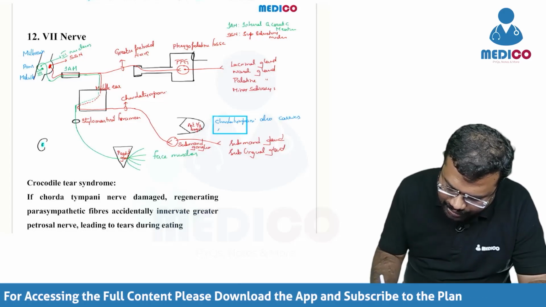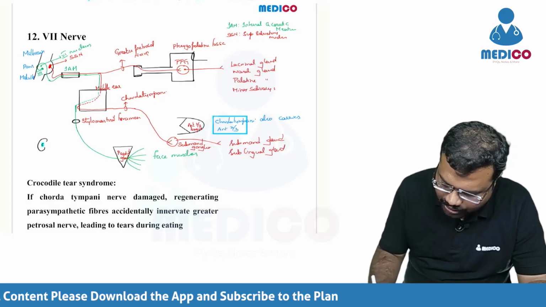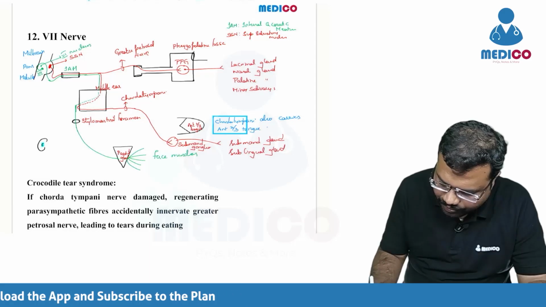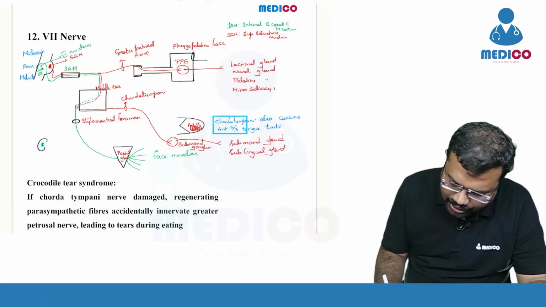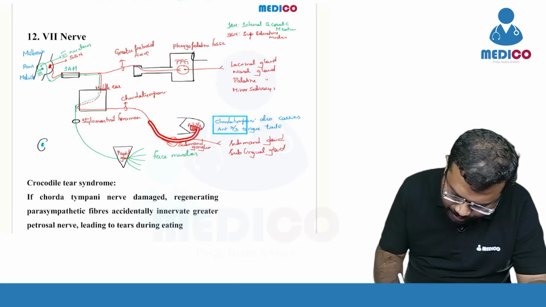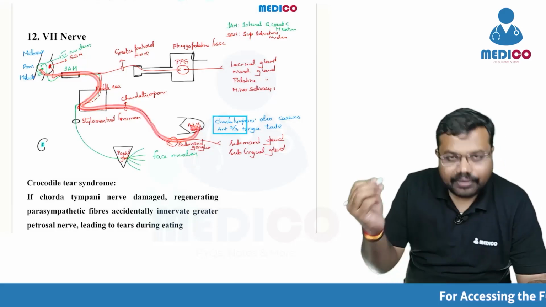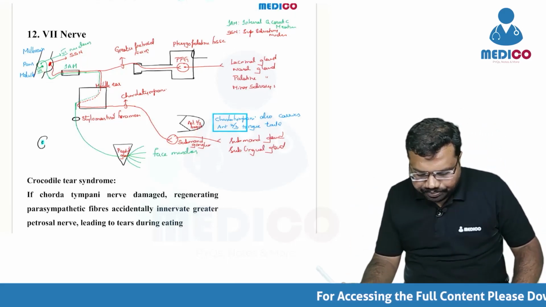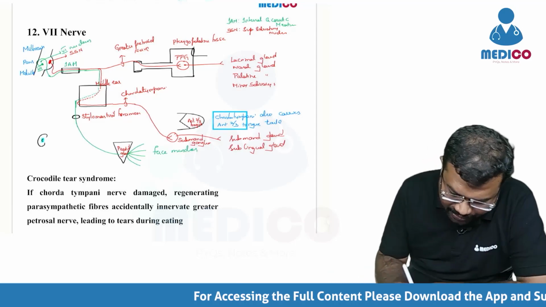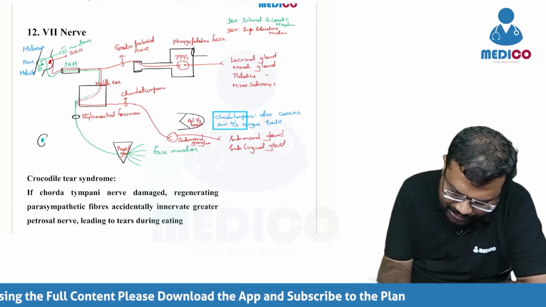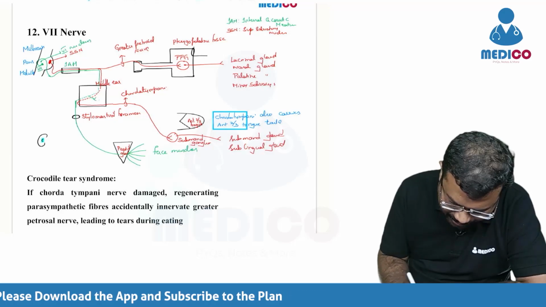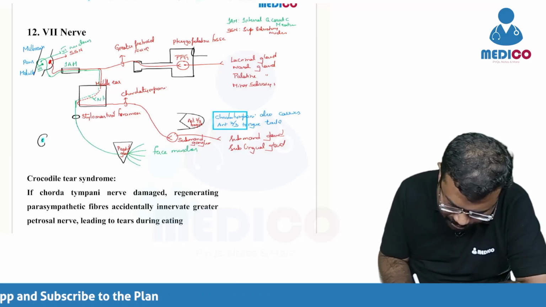And the chorda tympani also carries anterior two-third tongue taste. So this anterior two-third taste also will be carried through the chorda tympani. Right. In between the greater petrosal nerve and the chorda tympani nerve, one more branch will be present, and that is called the nerve to stapedius.